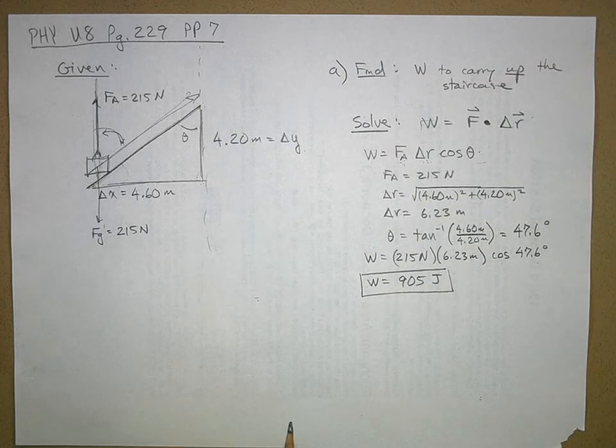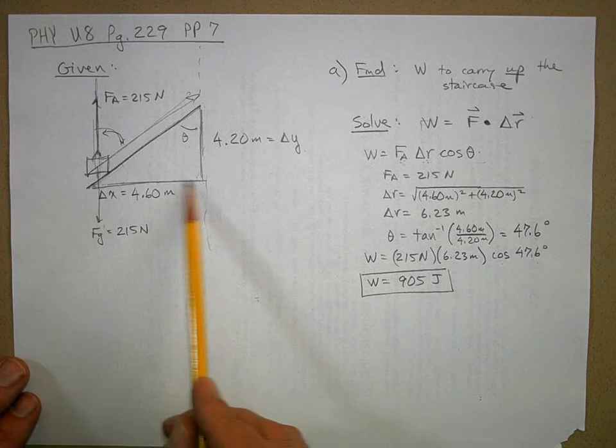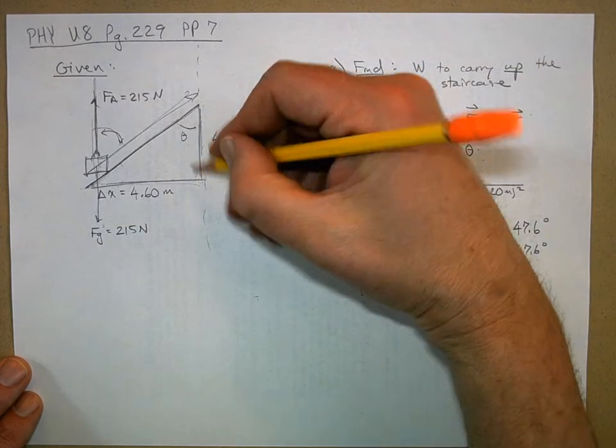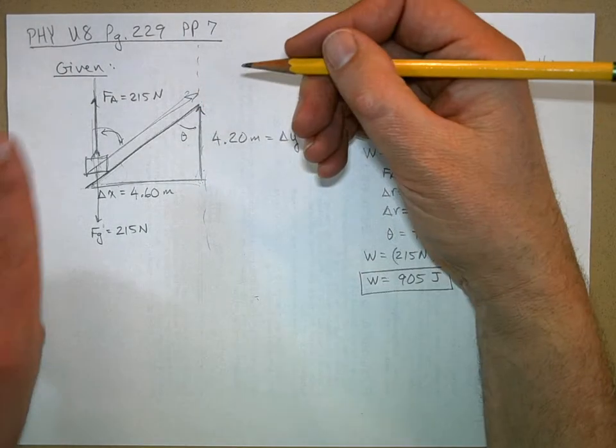But if you understand the physics of this, you can take a dramatic shortcut. And the shortcut is this. Only the parts of the force and the displacement that are parallel to each other do any work. In other words, I can ignore delta x totally and just look at delta y. Here's delta y, it goes up like this. Here's my force that's up like this.